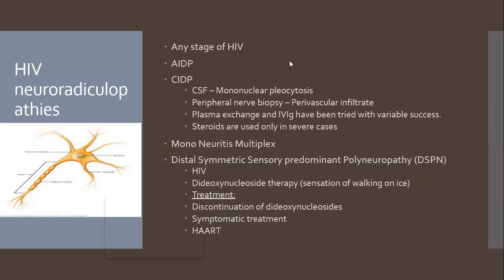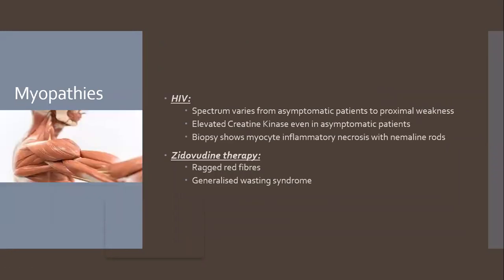Okay, so what I mentioned, like diabetes, HIV also is a disease which affects the microvasculature. So any type of neuropathy can occur. AIDP, CIDP, mononeuritis multiplex, and the classical distal symmetric sensory polyneuropathy, like in diabetes, can occur. So treatment is ART itself, and a few ART drugs can cause neuropathy, so discontinuation of those drugs. And myopathy, it could be due to HIV infection or zidovudine therapy, nothing much.